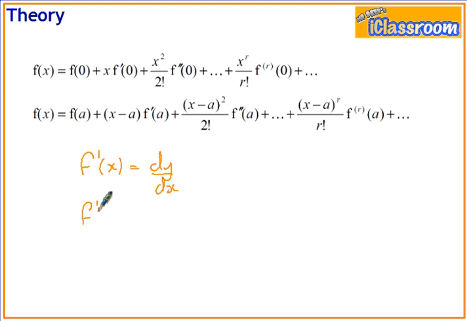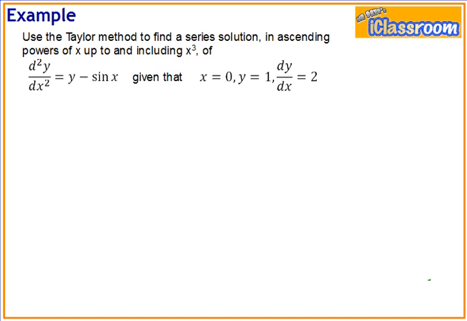Now if I want to find f prime evaluated at 0, another way I can write that is dy by dx evaluated at the point where x is 0, or so that we can write it slightly quicker, I'm just going to write evaluated at 0. Armed with this knowledge, we can now get straight into questions.